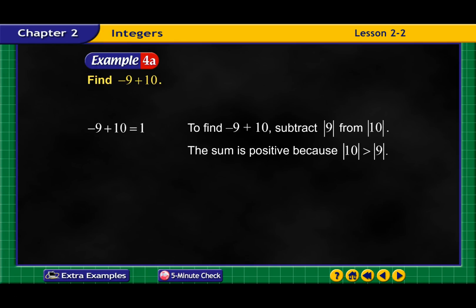Okay, so this one we're going to find negative 9 plus 10. Subtract the absolute value of 9 from 10. So 10 minus 9 would equal 1. So that'd be my absolute value. And since the sum is positive because the absolute value of 10 is greater than 9, it's going to be a positive 1.